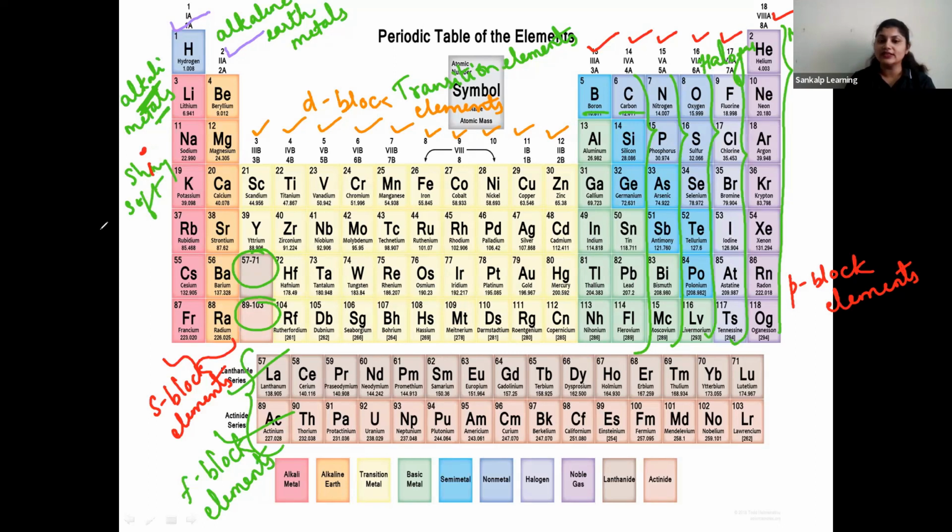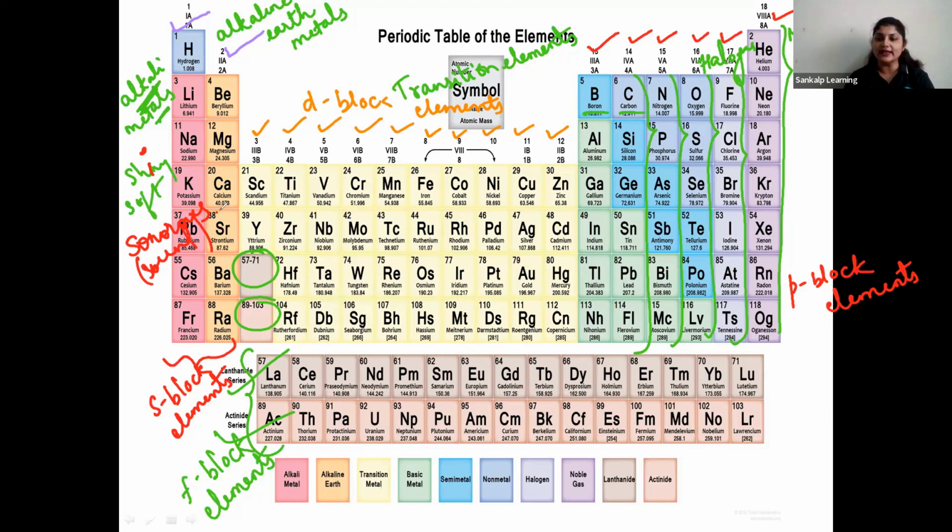Then they are sonorous. What do you mean by sonorous? Metals produce sound, right? Sonorous means they produce sound. So metals produce sound, and they are called sonorous.